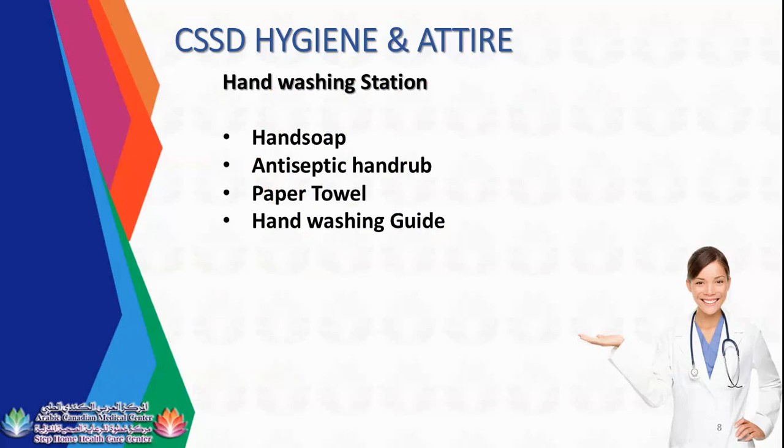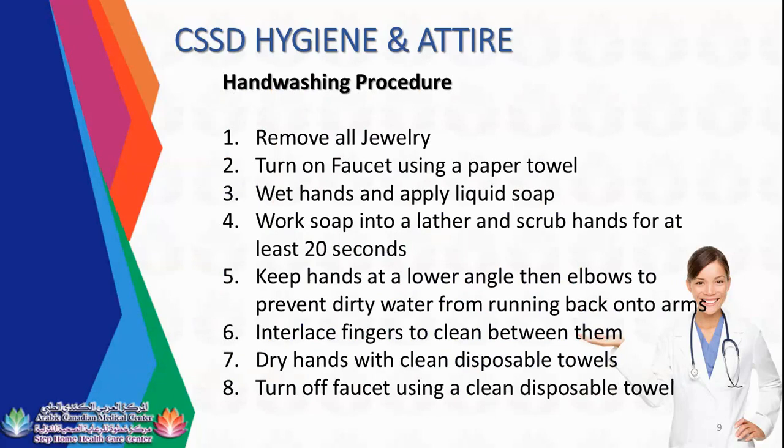For your hand washing procedure, you need to remove all your jewelry, turn on the faucet using paper towels, wet hands, and apply liquid soap. Work soap into a lather and scrub hands for at least 20 seconds. So 20 seconds is the contact time. Keep hands at a lower angle than elbows to prevent dirty water from running back onto arms. Then interlace fingers to clean between them. Dry hands with clean disposable towels. Turn off the faucet using a clean disposable towel.